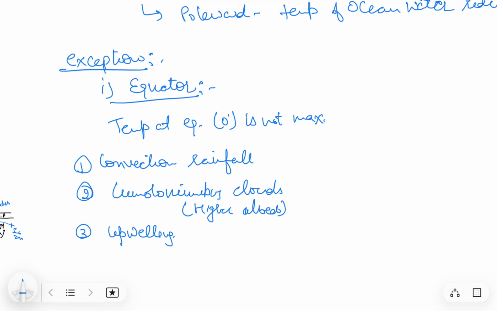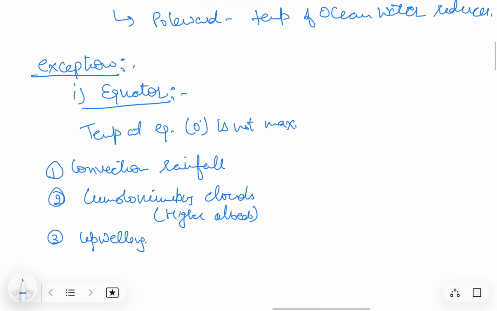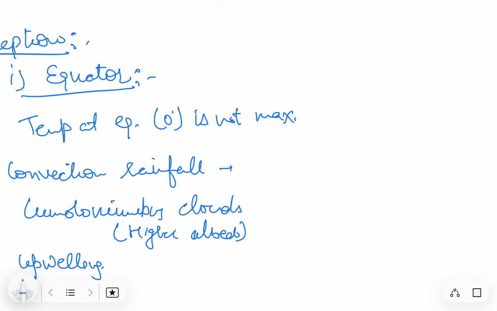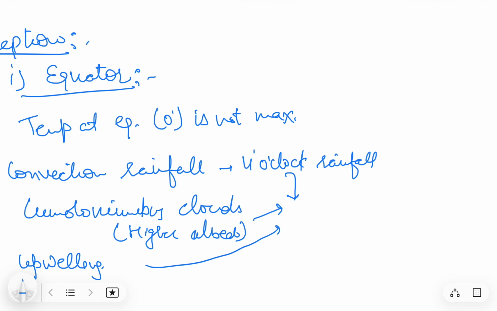So in case of the equator, the maximum temperature is not found here because of the convectional rainfall, that is the 4 o'clock rainfall. At the equator the incoming solar radiation is more, so the evaporation will be more, and it will form clouds. On the equator we have the 4 o'clock daily rainfall, so because of this, the formation of clouds and the upwelling of the winds, it will not lead to the maximum temperature on the equator.